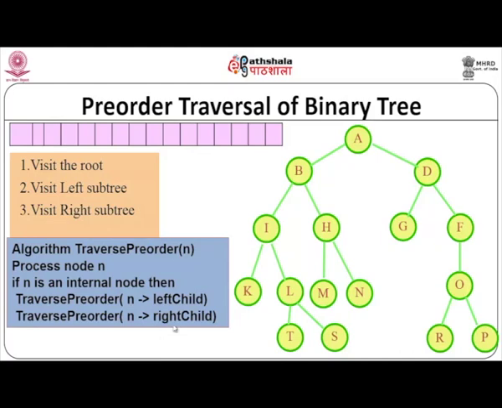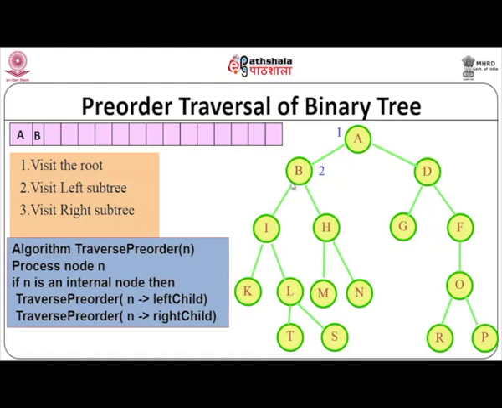So, how do we do this? Now, I have the node A. According to this, I have to visit A first. So, A is visited, then I have to visit its left subtree. So, the whole subtree is visited. Now, I call this algorithm again. Please note this whole subtree is now called traverse pre-order the left subtree. So, again the left subtree is calling the recursive algorithm.